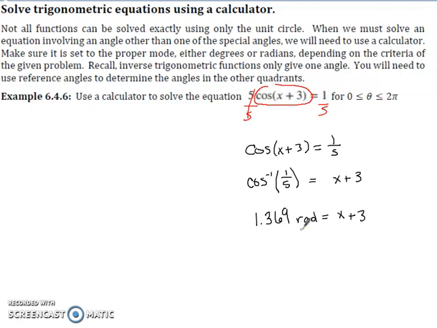I was careful to use radians because they gave me my interval in radians. They want me to look for an angle theta between 0 and 2 pi. That's in radians. So therefore, when I use my inverse cosine, I need to make sure that I am working in radians. There is an option on your calculator to work in degrees, so make sure that your calculator is set to the mode that you would like to be working with, and in this case it is radians.